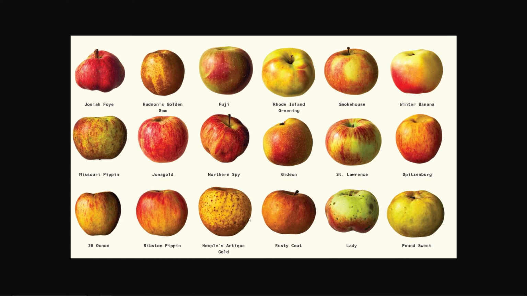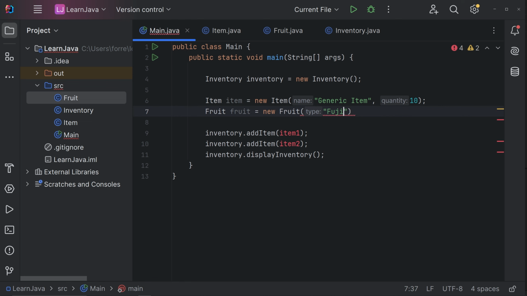These are the types I'm thinking of. I don't see a Granny Smith up here. Let's go with a Fuji. So the type is a Fuji. The name, I believe, is next, and that is apple. And we're going to have a quantity of 20 Fuji apples.